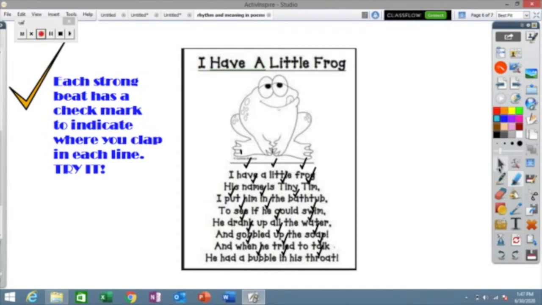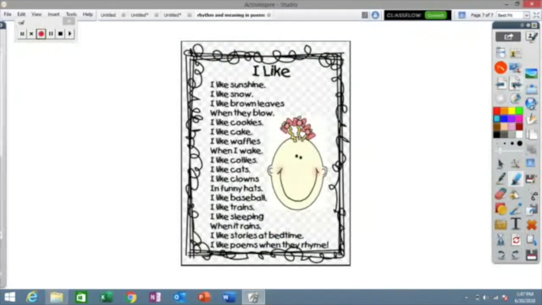The other things that create the rhythm are the alliteration, the repetition, as well as the rhyming words. All these things together help poems to be catchy and fun for us to read. So we have to remember these very important vocabulary words whenever we're learning about rhythm and meaning in poems.